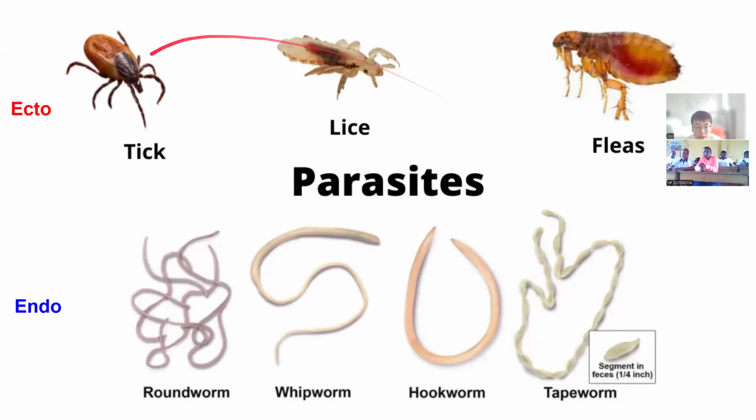So these are the differences between ectoparasites and endoparasites. Ecto are like ticks, lice, fleas. Endoparasites are like roundworm, whipworm, hookworm, and tapeworm. And again, an ectoparasite lives outside, an endoparasite lives inside the host. But both of these benefit off of the host.